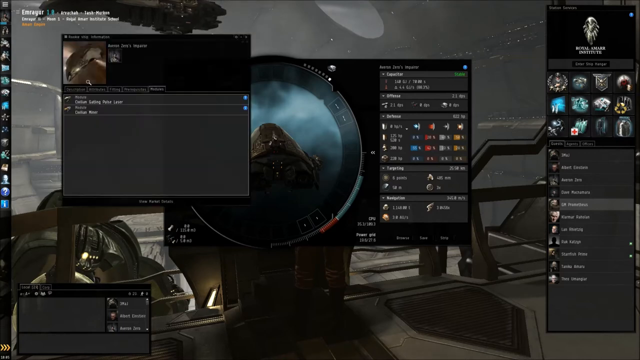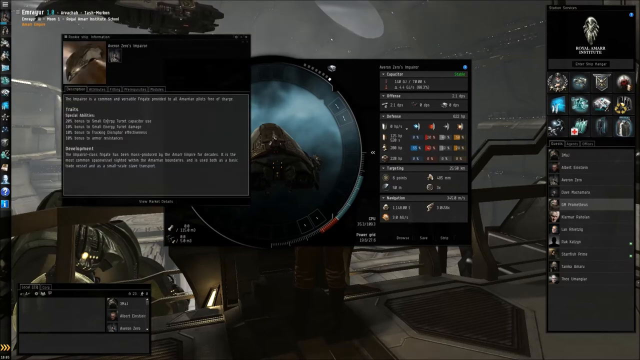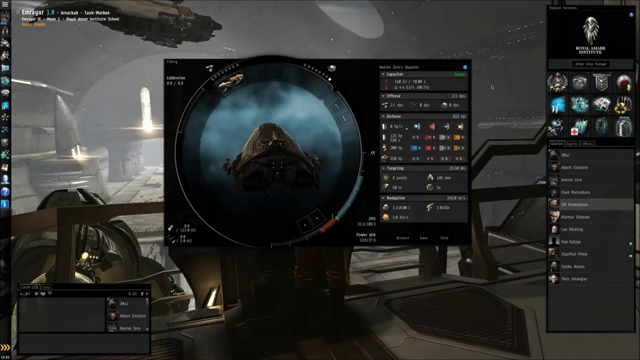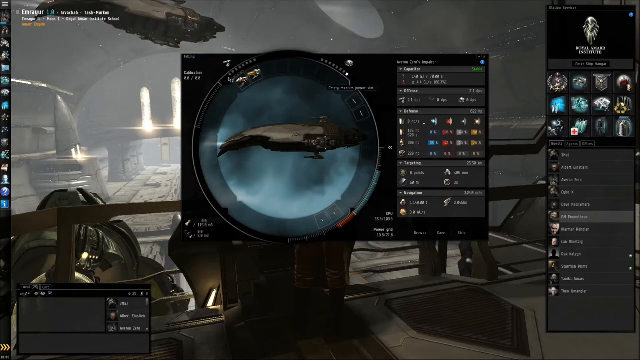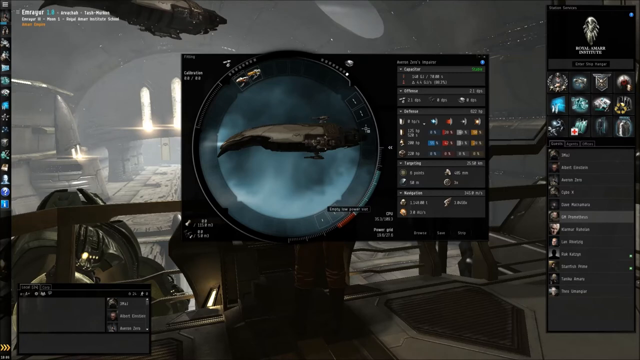If we click here, these are the bonuses the ship has, special traits, and a lot of ships have different traits. It's quite a lot of traits there. As you can see here, there's a picture of the ship, and you may notice these little things here. Now these are called slots. We've got low power slots, medium slots, and high slots.